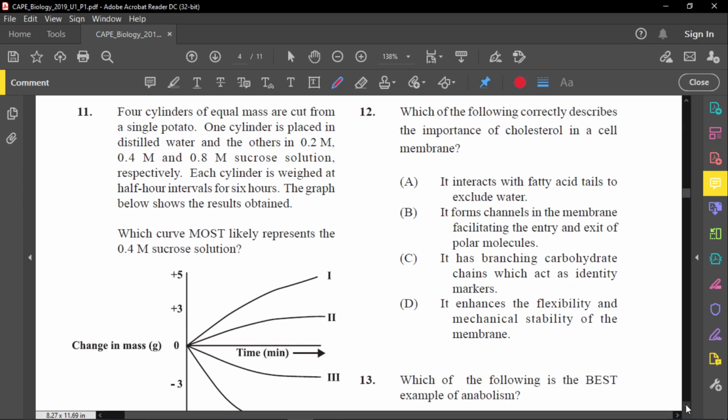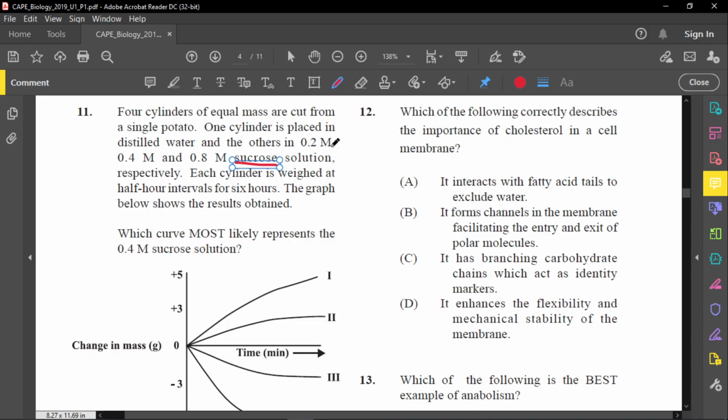And question number 11 said that 4 cylinders of equal mass are cut from a single potato. So you have a potato cut into 4 equal pieces. 1 cylinder is placed in distilled water. That means there's nothing in that water but pure water. And the others in 0.2 molar, 0.4 molar, and 0.8 molar sucrose solution. So in other words, we're talking about sugar. So they're placing some molar concentration of sugar.